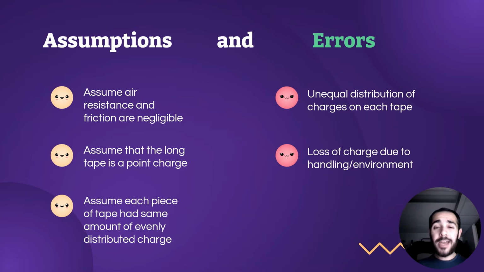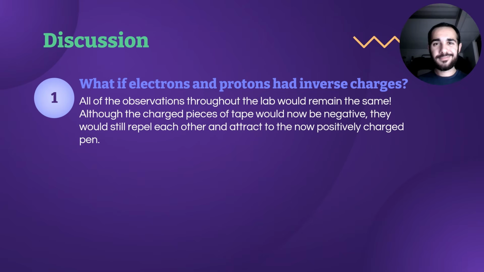In our model, we had to make a few assumptions to make the computation more bearable. These included assuming that the air resistance and friction were negligible, that the long piece of tape could be treated as a point charge at the center of the tape, and that each piece of tape had the same amount of charge evenly distributed throughout. We know that these assumptions would of course cause some errors in the actual experimentation, because there's going to be some unequal distribution of charge along the tape, and since we use our hands to handle it, there's going to be some loss of charge due to handling or to the environment.